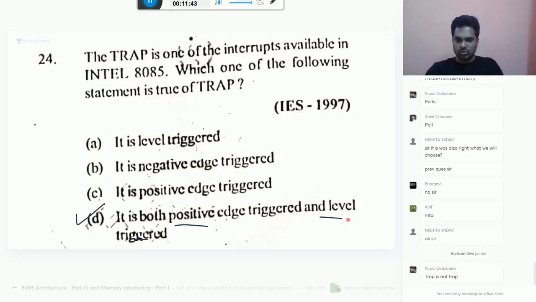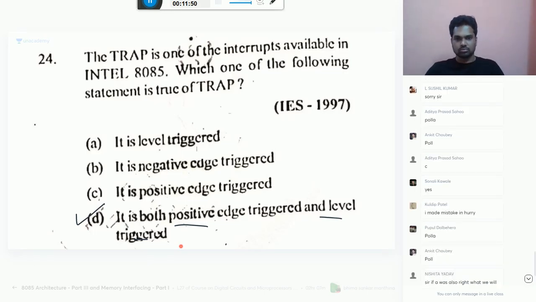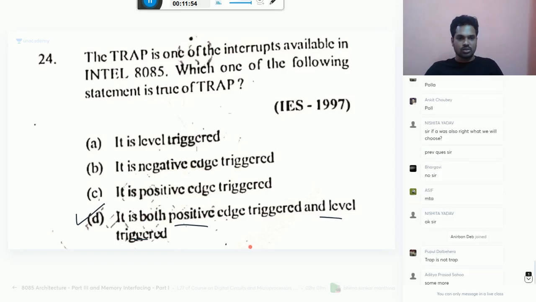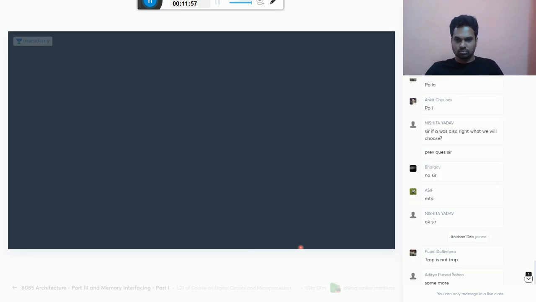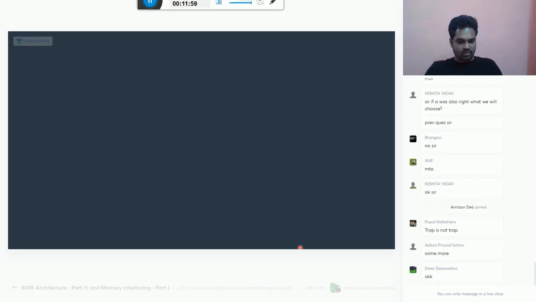Right. Now let's move to the new session. I mean new topic. So what is the new topic? We'll have some more, don't worry. In the process today we'll do more questions. After completion of this, only questions we'll be doing. So the next part we are going to discuss is instruction cycle.